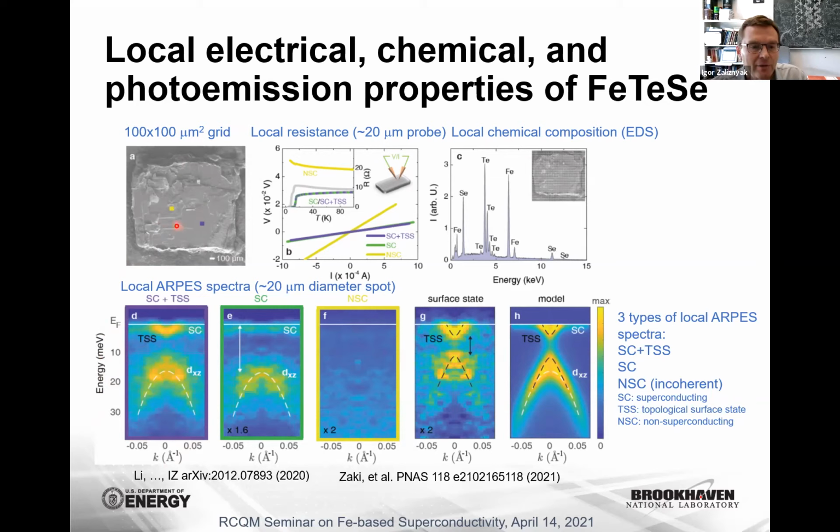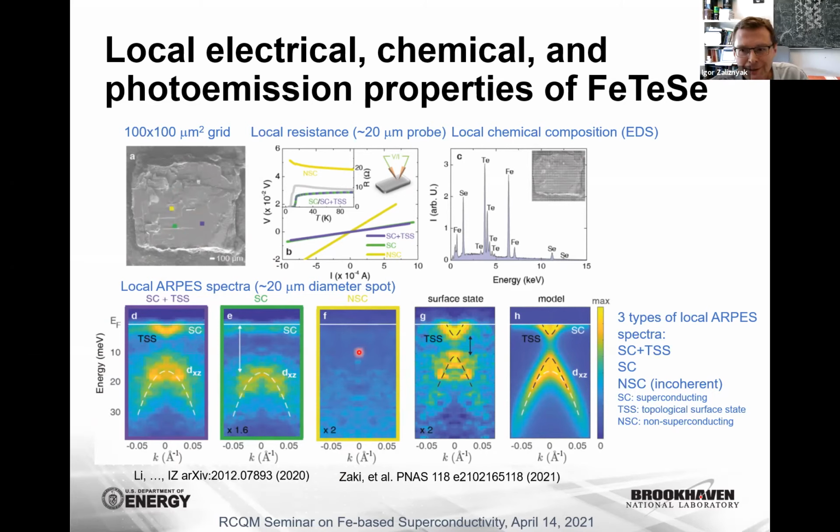There are other regions, like the one marked by the green spot here, where the bulk band is observed and the superconducting condensate peak is observed, but no topological surface state is observed. And yet there are other regions, like the one shown here in yellow, where a totally incoherent band structure is observed. In other words, no coherent features can be easily identified.